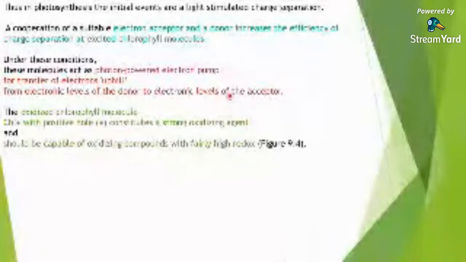So the oxidized chlorophyll molecule, that is chlorophyll with a positive hole, constitutes a strong oxidizing agent and should be capable of oxidizing compounds with fairly high redox potential, which is 0.8 volt. The recombination of excited electrons and the hole left behind is called an exciton. That is, an excited electron and a hole, so it is called the exciton.